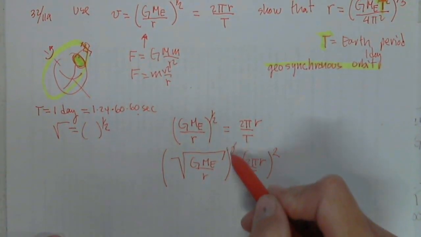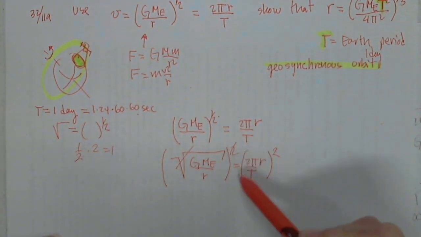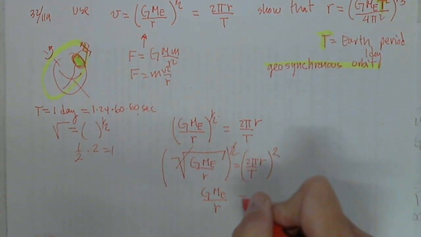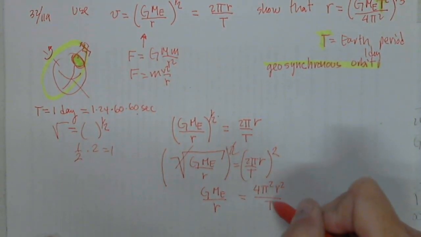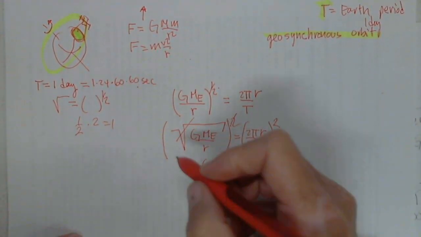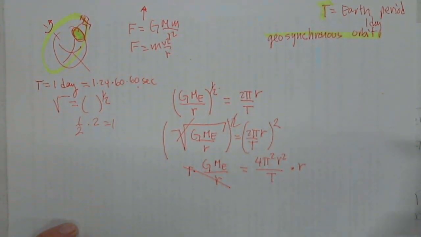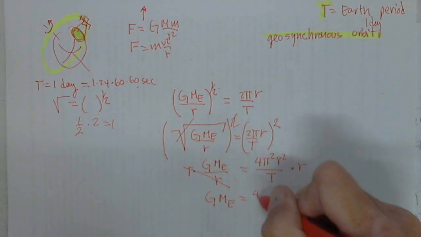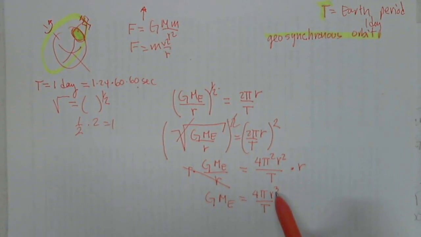And now the square root and the square cancel because 1/2 times 2 is 1. And on the left hand side, you get this. But on the right hand side, you get 4 pi squared r squared over T squared. Now you multiply by r on both sides of the equation. Over here they cancel. Bring down what is left. R squared times r is r cubed.